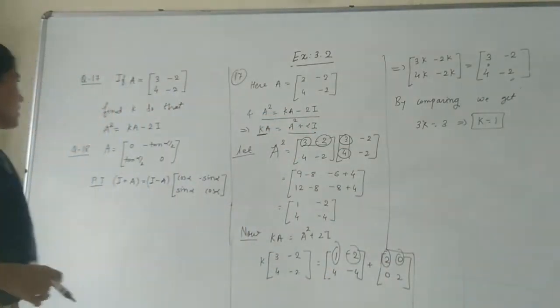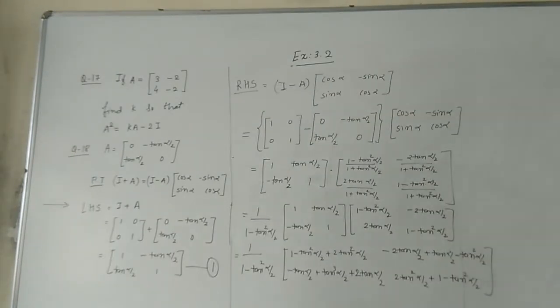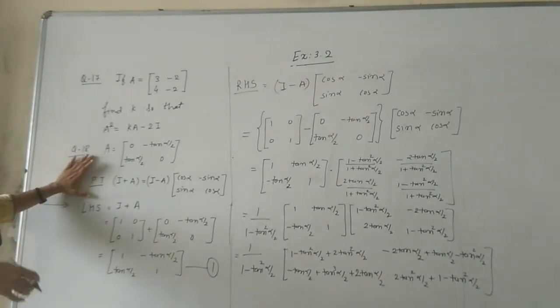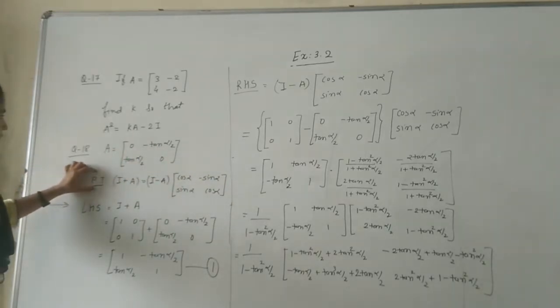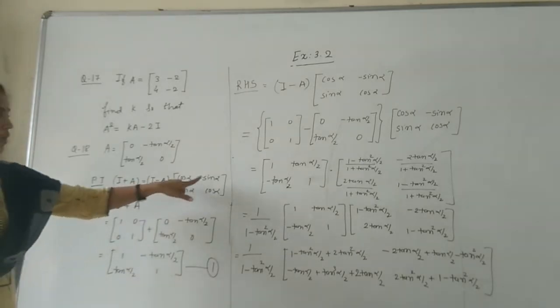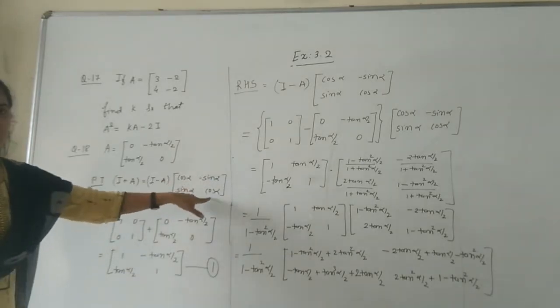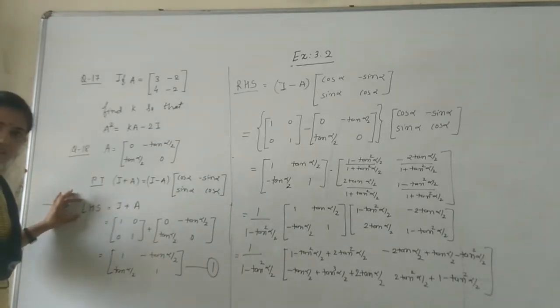Now we are going to discuss question number 18. Now students, you can see question number 18. What is question number 18? A is equal to [0, -tan(alpha/2); tan(alpha/2), 0]. Now we have to prove that I plus A is equal to I minus A into [cos alpha, -sin alpha; sin alpha, cos alpha]. So prove that equation. So I am taking first the LHS.